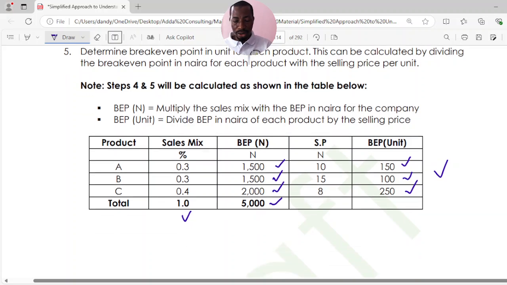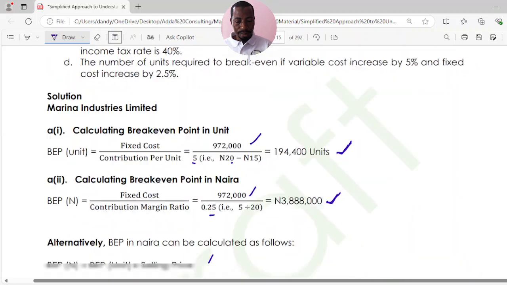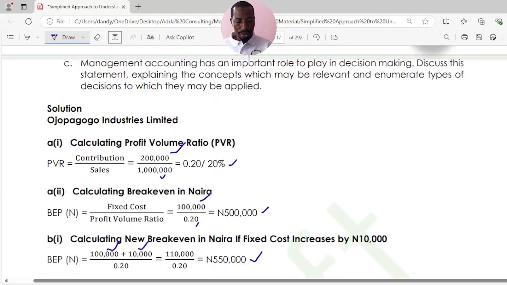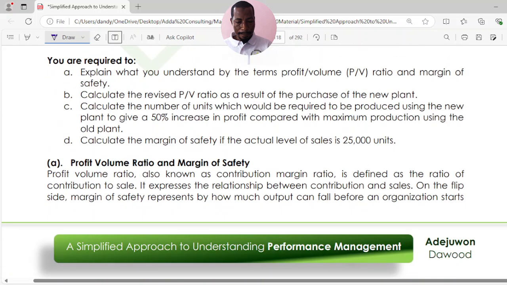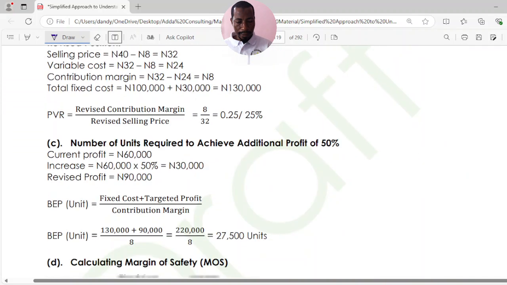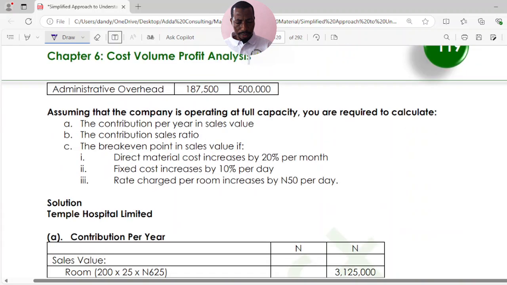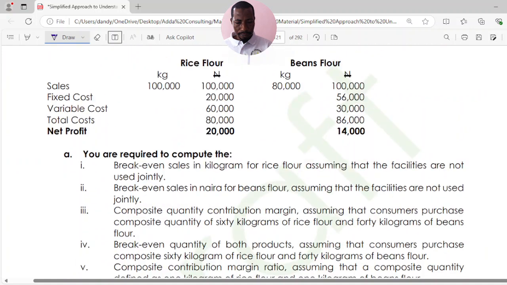So let's have an illustration to demonstrate our learning so far. Let me see. All right. These are single products.